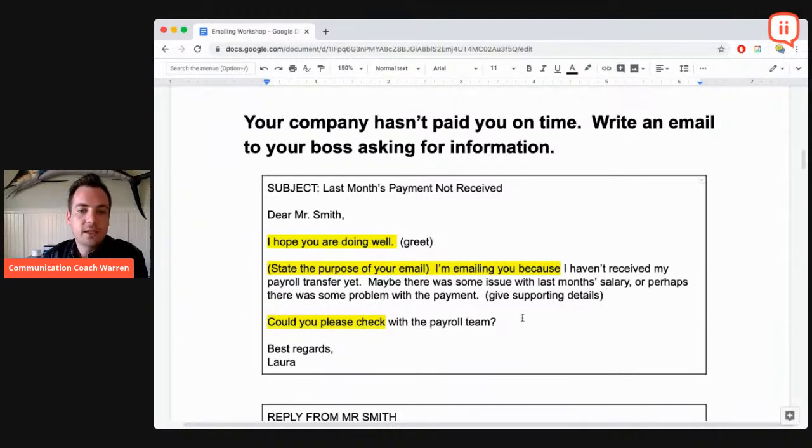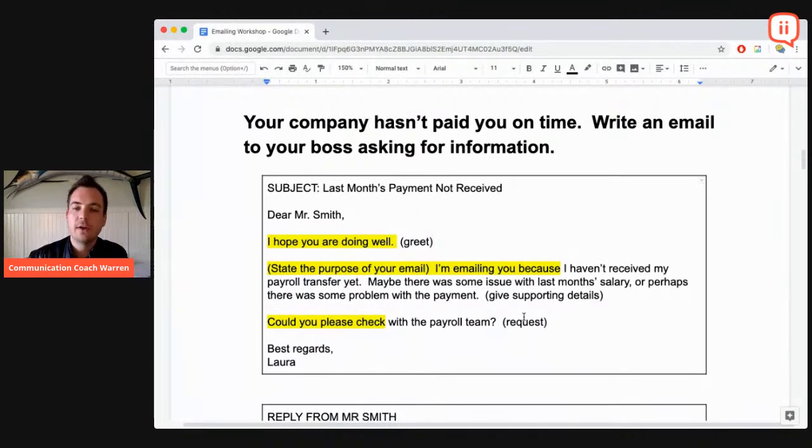And then, of course, we need to also give a request for this email. Could you please is a very polite way of saying, like, quiero que hagas, necesito que hagas tal cosa. Could you please check with the payroll team is a very polite way of making your request. So that's going to be it for this email.